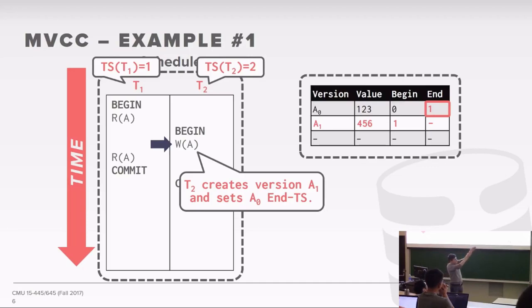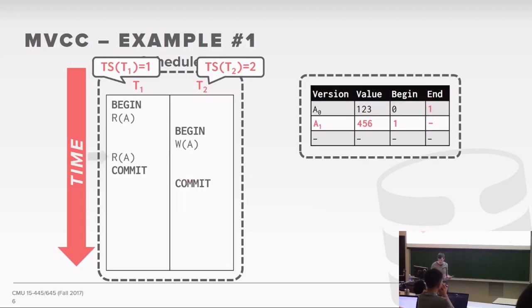So we created a new tuple and set the begin timestamp to 2. That says anybody that comes after timestamp 2 should be able to see us. Then we set the end timestamp of version A0 to 2, and that says that for this particular tuple, if your timestamp is greater than 2, this is not the version you should be seeing. You follow a pointer, which we'll talk about in a second, to find the next version of the tuple and do the same thing: check whether your timestamp is within that valid range, and therefore you're allowed to see it.